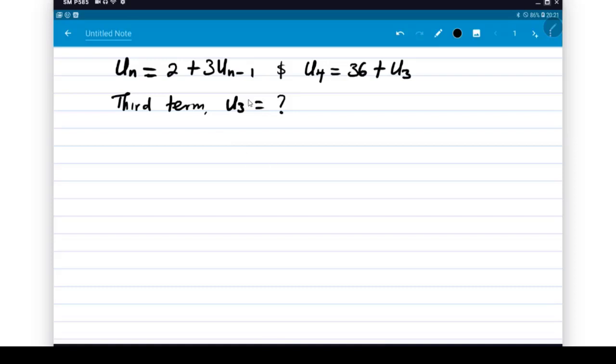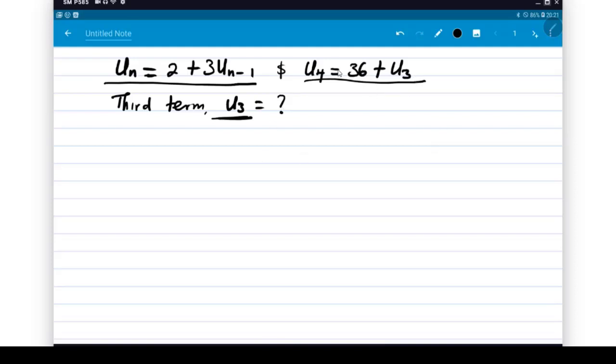Now, of course, this is a GRE question. Don't expect all questions to be the same way. Of course, you have to put in your reasoning here. Now, there is a general definition: Un is equal to 2 plus 3 Un minus 1. And there is another thing given to us here, which is U4 is equal to 36 plus U3. And they're asking us to find that U3, the third term of the sequence.